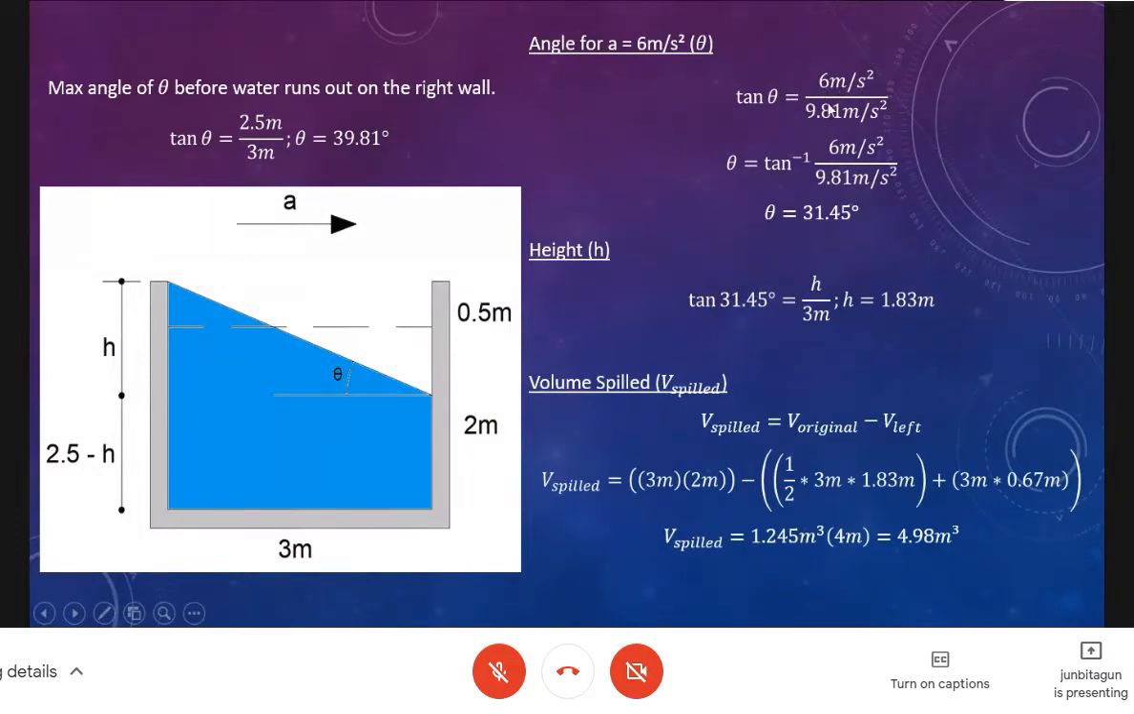6 over 9.81, get the arc tangent of that. Then we will have our angle theta as 31.45. Now, with this angle, can we check if it's case 2, case 3, or case 4? Yes. Why?